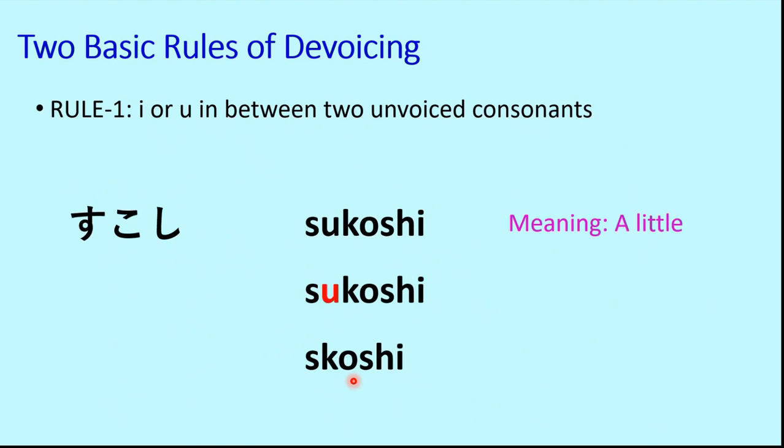Next is sukoshi, which means a little. So the word is sukoshi. Here s and k are two unvoiced consonants, with u appearing in between them. It gets devoiced and we have skoshi.